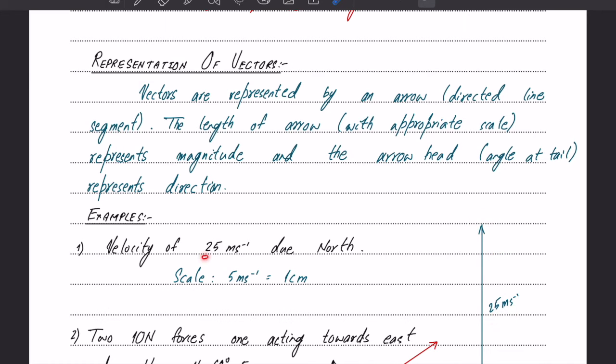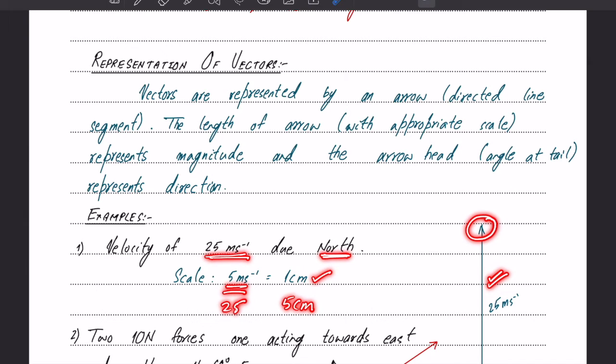Whatever vector quantity you have to represent, you're going to decide a scale for it. For example, if I have to draw a velocity of 25 meters per second, I'm going to have to decide an appropriate scale. If I take 5 meters per second as 1 centimeter, then 25 meters per second would be equal to 5 centimeters. That's an appropriate scale to draw. I'm going to pick out my ruler and draw a 5 centimeter long line. In what direction? The head should point in the direction of the vector.